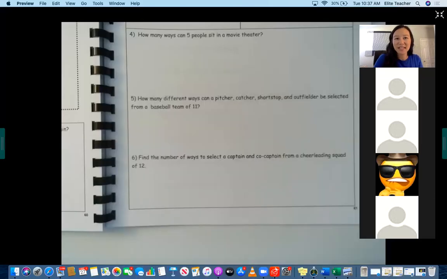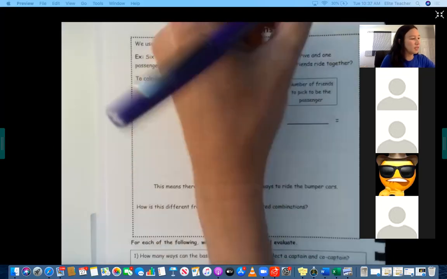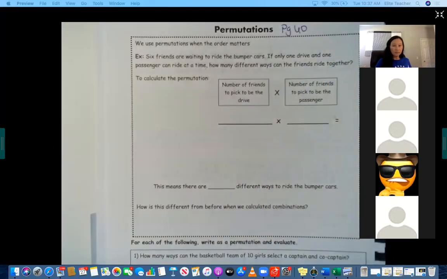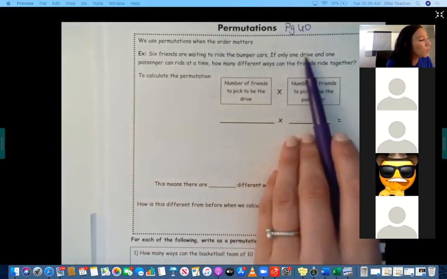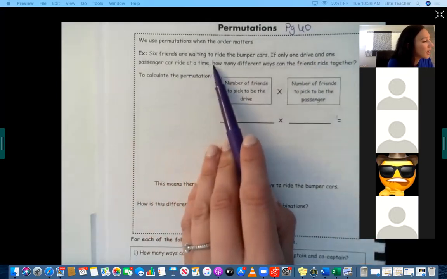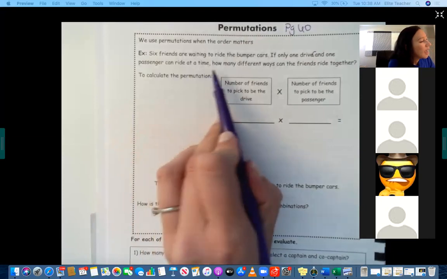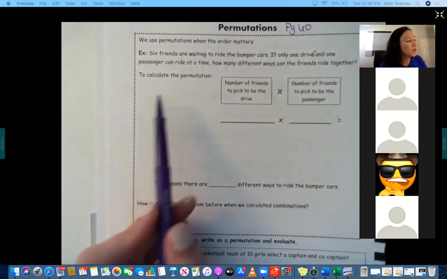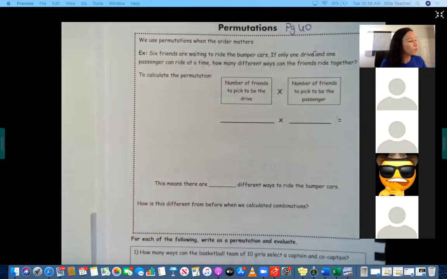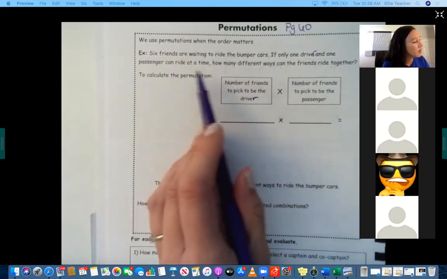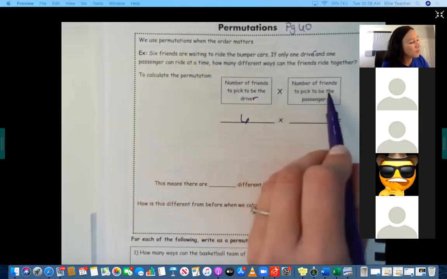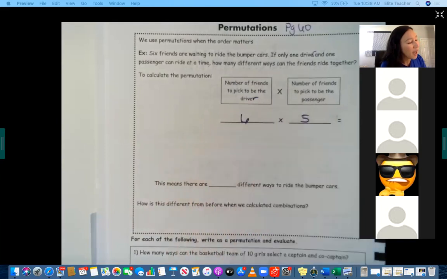Okay, so let me switch back to here. And so permutations, this is page 60. We have 6 friends waiting to ride the bumper cars. If only one driver and one passenger can ride at a time, how many different ways can the friends ride together? To calculate the permutation, we could just say the number of friends to pick to be the driver, there are 6, times the number of friends to pick to be the passenger, 5. That means there's 30 different ways.